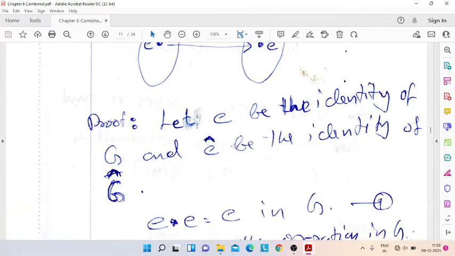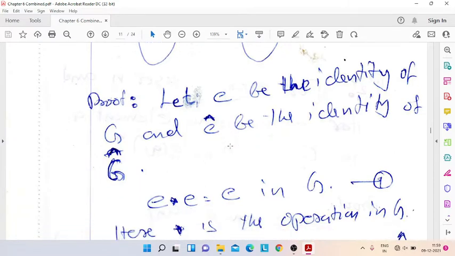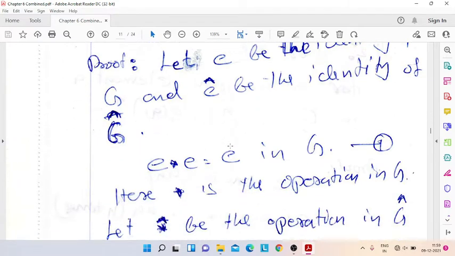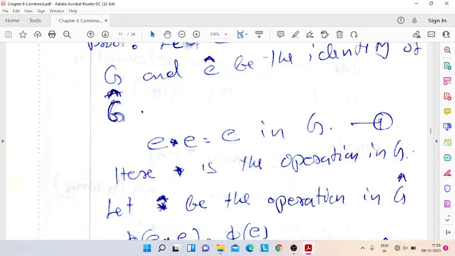So let E be the identity of the first group and E cap be the identity of the second group. Then we can write E star E. Here the star operation is the binary operation in the first group. Then E star E equal to E, where E is the identity element of the first group, and star is the binary operation in the first group. So E star E equal to E in the first group.